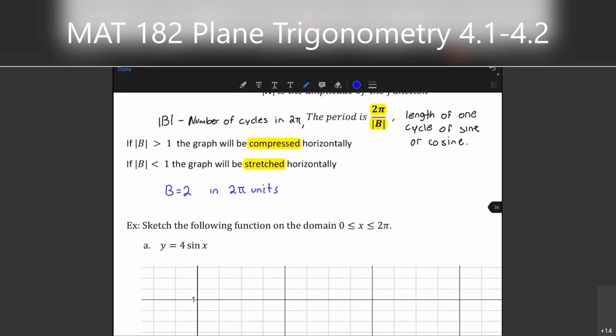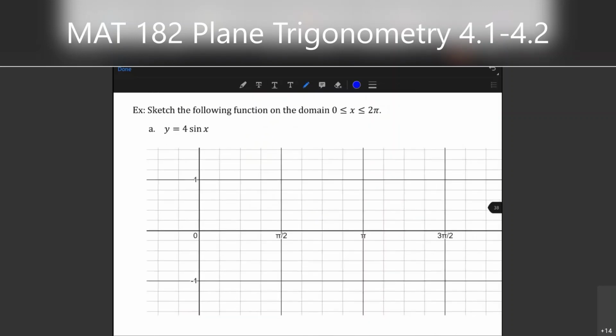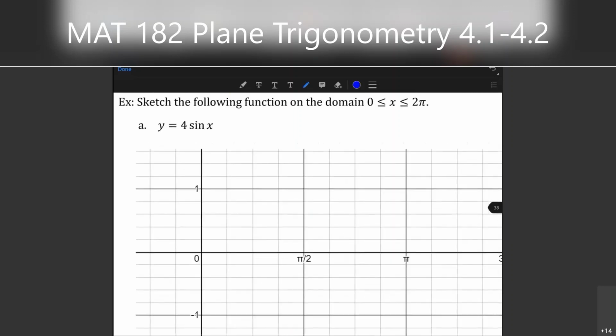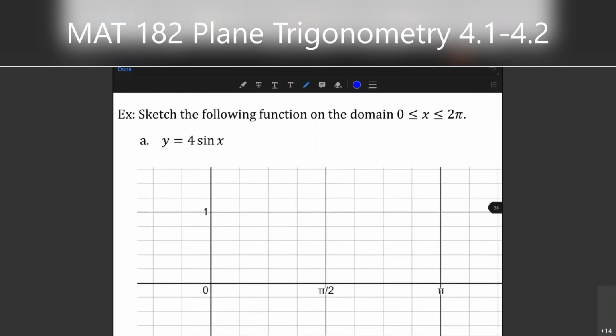So let's consider a couple graphs, and we'll just get our feet wet with graphing a few of these smaller graphs, and we'll increase the complexity as we go. So if I consider this first graph, and I just want to graph it over the domain of 0 to 2 pi, the first thing I want to highlight is what is the a and the b value for the equation. So with 4 sine of x, what would be the a and the b value in that equation?